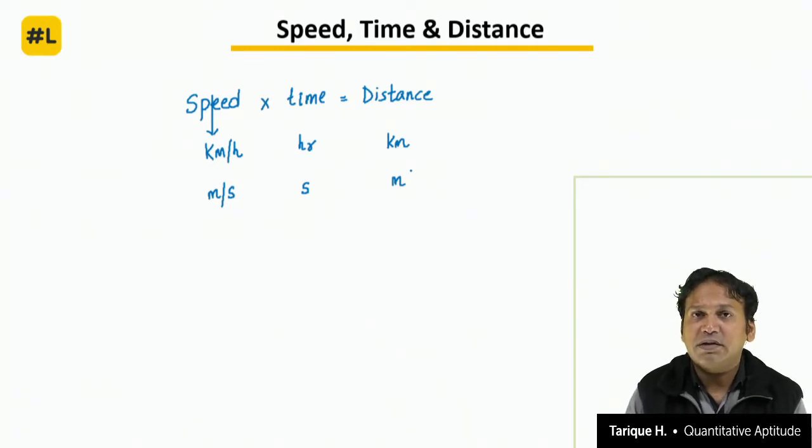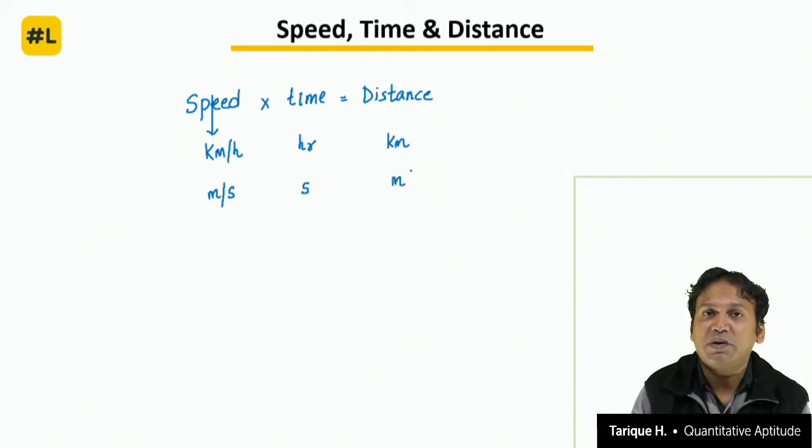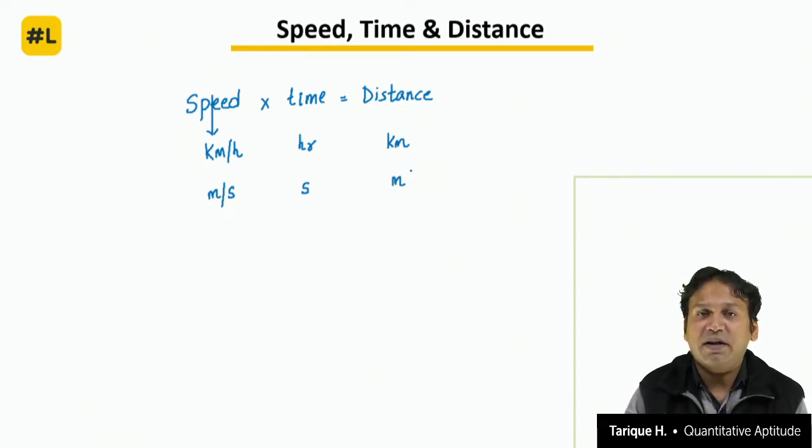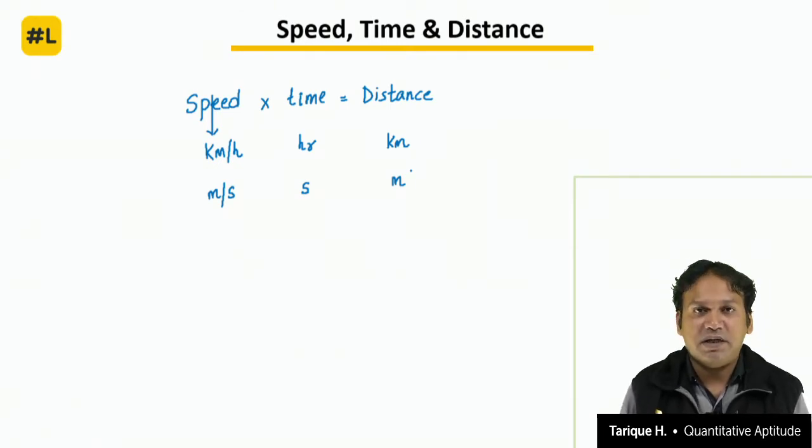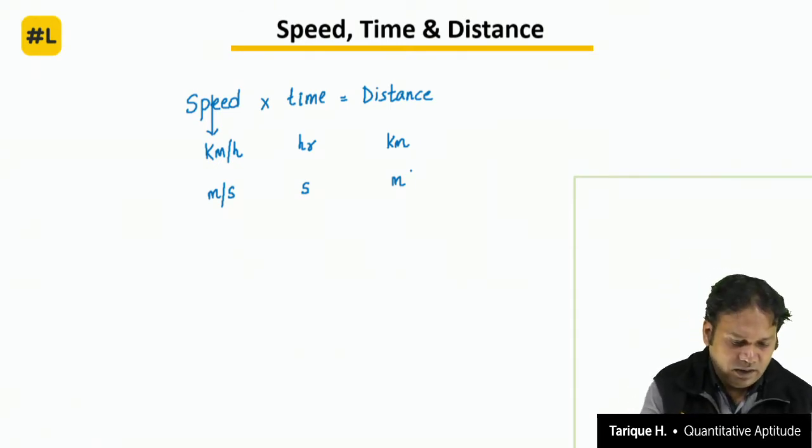So we cannot directly use the two values and get the answer. We have to convert kilometers per hour into meters per second, or we have to convert the length of the train from meters into kilometers. So what we do is we have to understand the concept of unit conversion. How do we convert from kilometers per hour to meters per second?